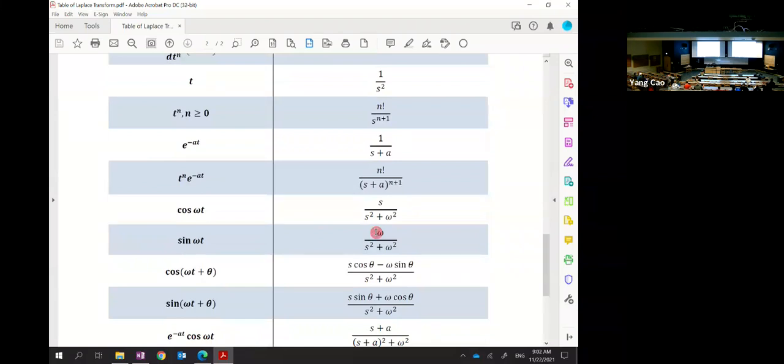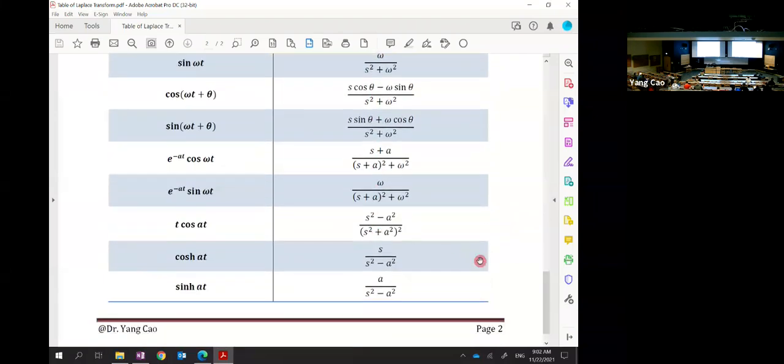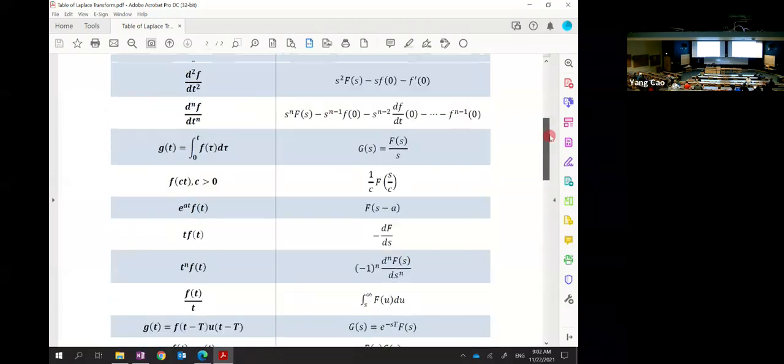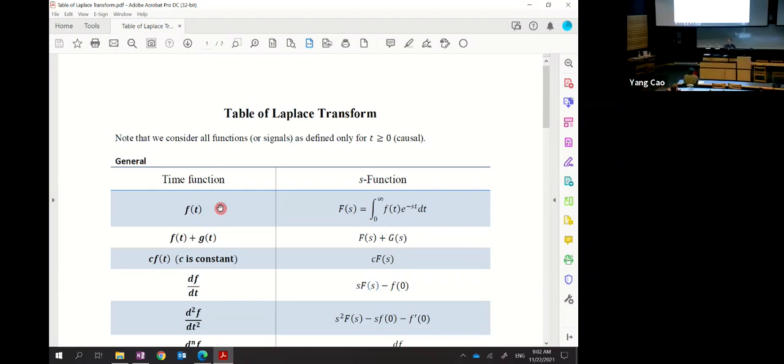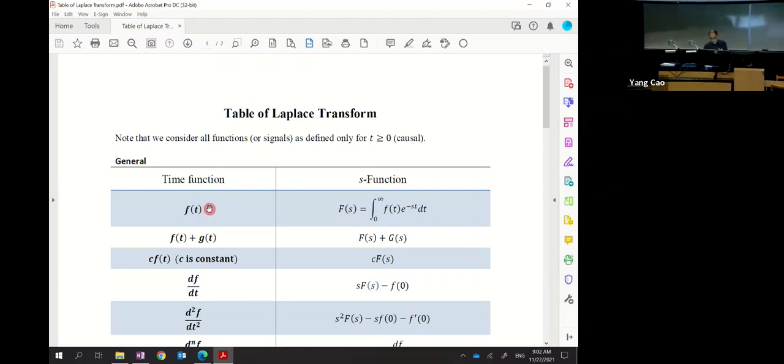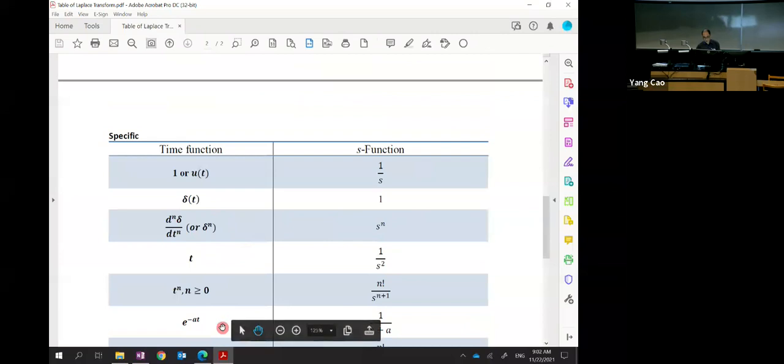I also mentioned that in this class, we deal with so-called causal signals. So we're basically looking at this column here. We consider they're causal. That's what you notice in the first line of the table here: consider all functions defined as causal. So technically, if you don't see this, then you could just consider every function multiplied by a unit step function u of t. Then together they give you a causal signal. So you could consider there's a hidden multiplication of u of t behind each one of the functions there.